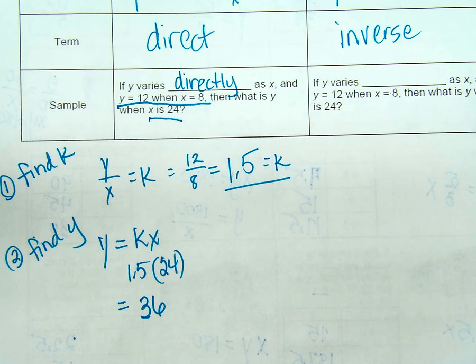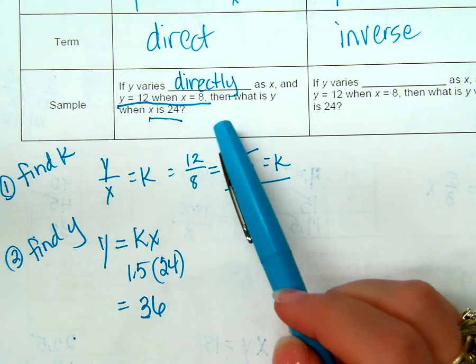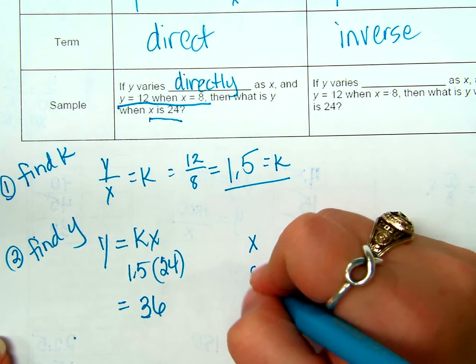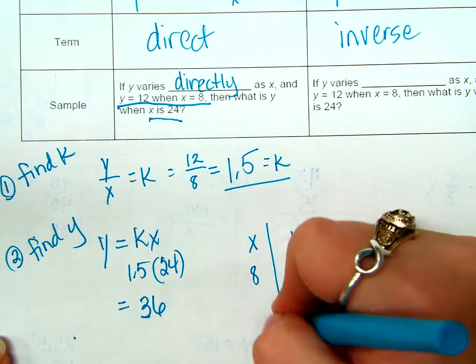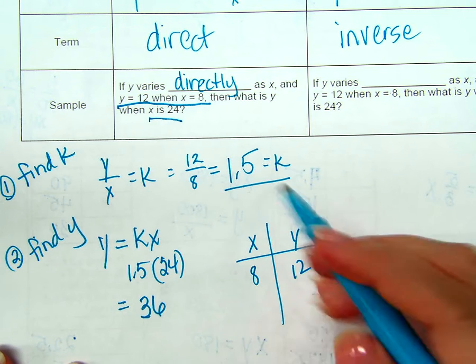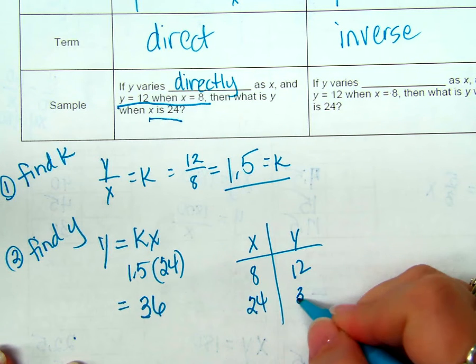36. So let me make sure this makes sense. The first time, X is 8, Y is 12. Now, X was 24, and Y is 36.